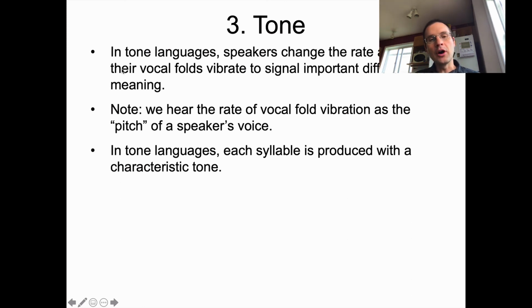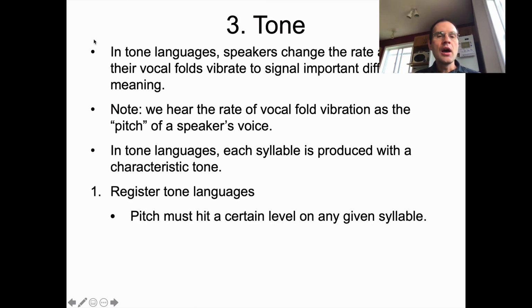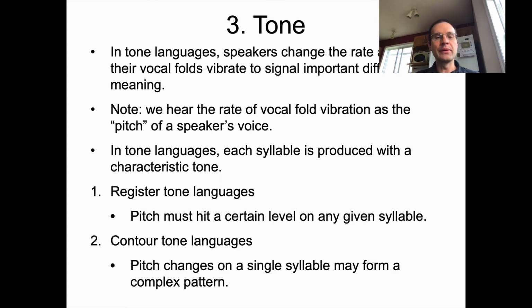In tone languages, though, it works a little bit different. So each syllable has to be produced with a characteristic tone. So there's two ways to do this. One is called a register tone language, where the pitch must hit a certain level on any given syllable. And then there's also contour tone languages, which are a little more complex. The pitch changes on a single syllable may form a complex pattern in terms of how it goes up and down or stays at the same level.